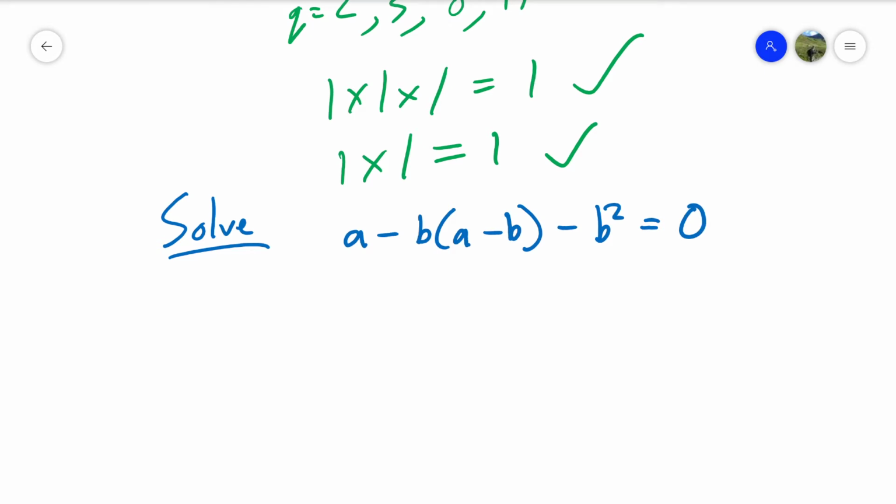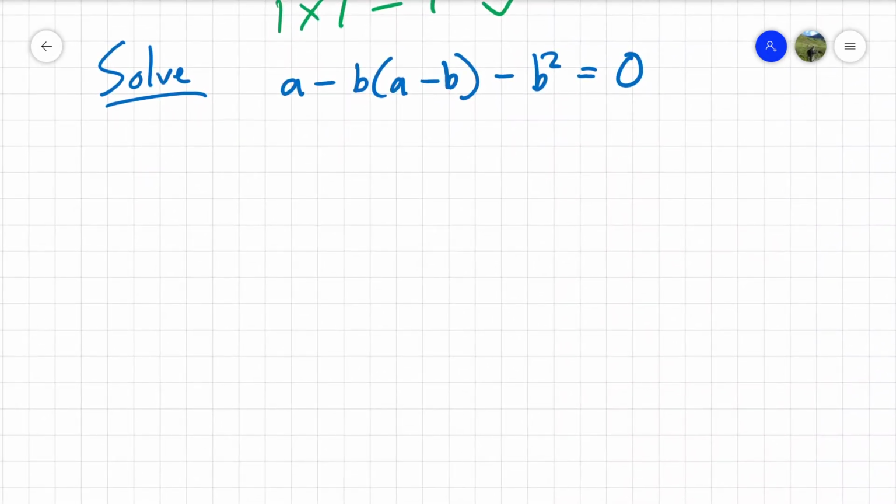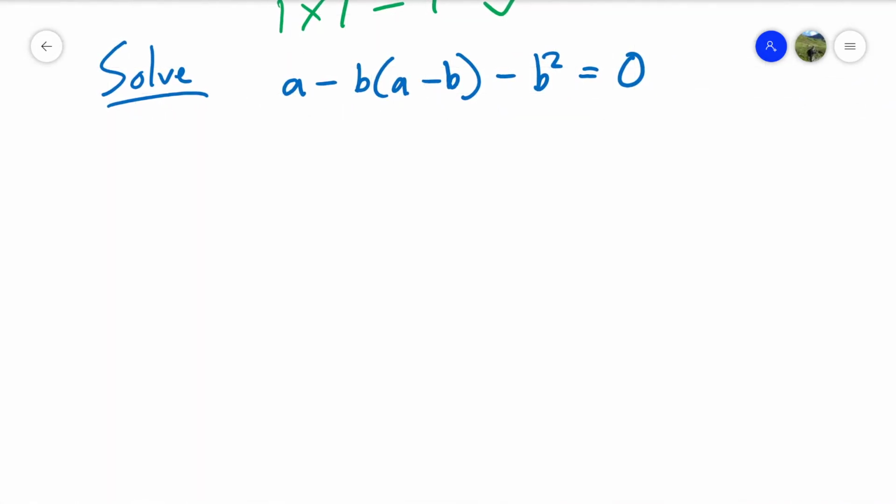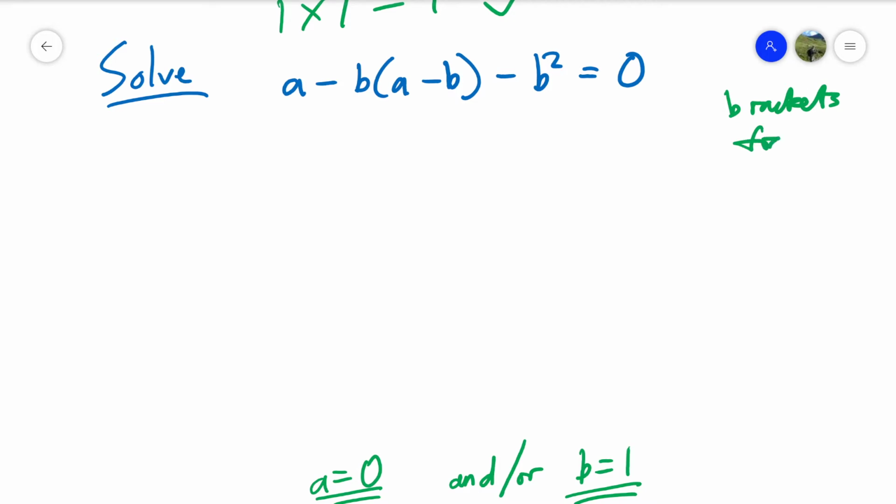Have a go in your own time. The answers are a equals 0 and or, because it's two different variables, so it's an and or situation, b equals 1. So let's have a look at this. We're always trying to tidy things up as we go. Remember, we're generally trying to tidy up brackets and fractions.